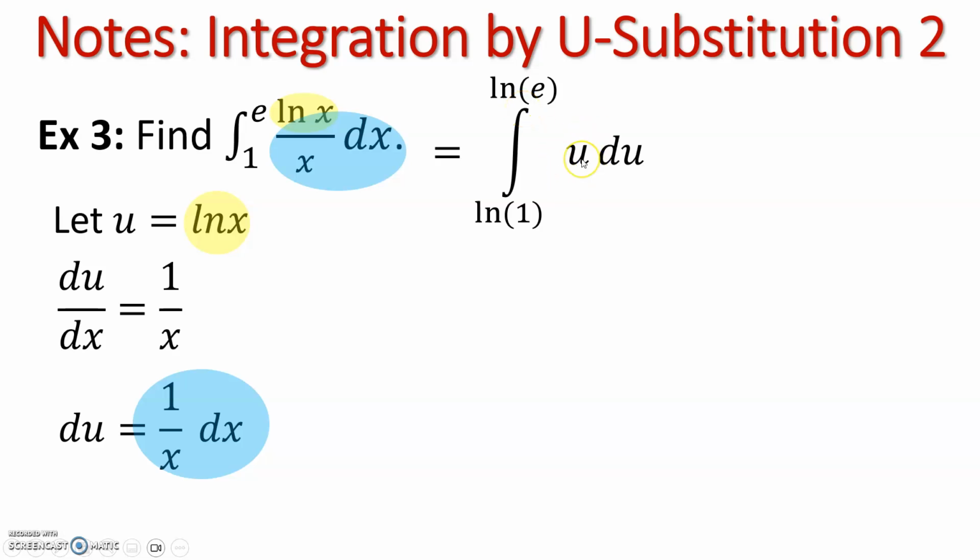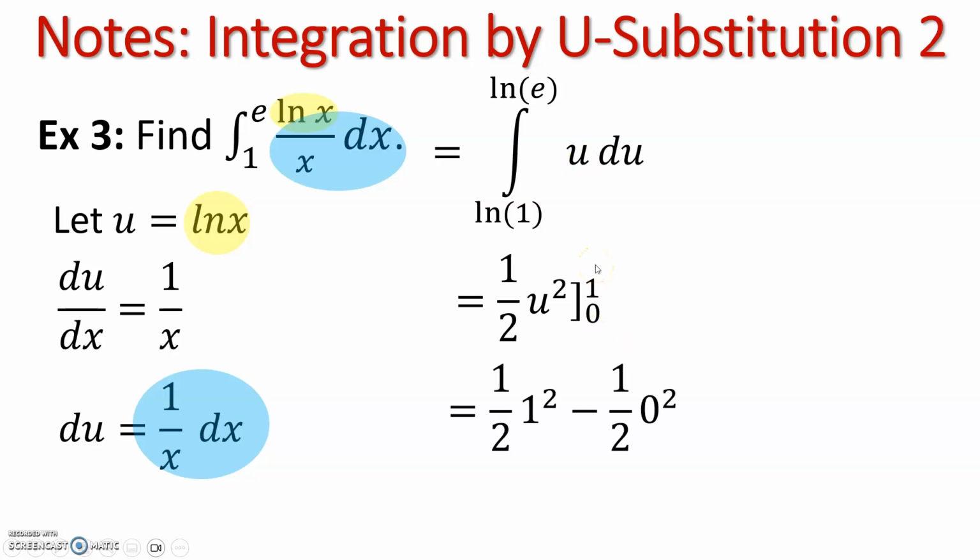The antiderivative for u is 1/2 u squared. Now we are from 0 to 1. So this is 1/2 times 1 squared minus 1/2 times 0 squared, or just 1/2.